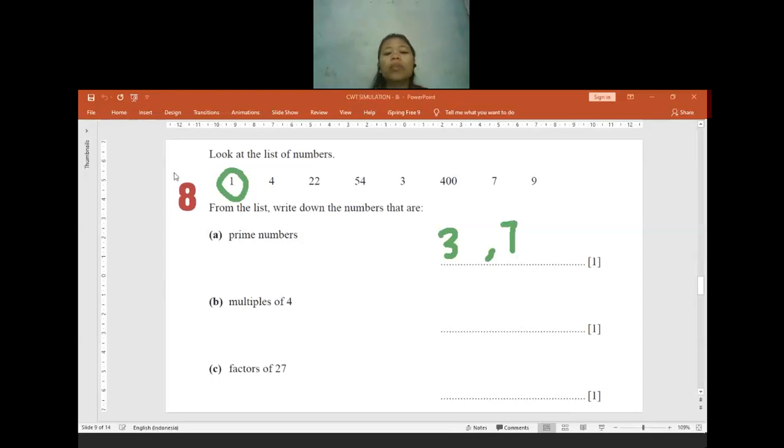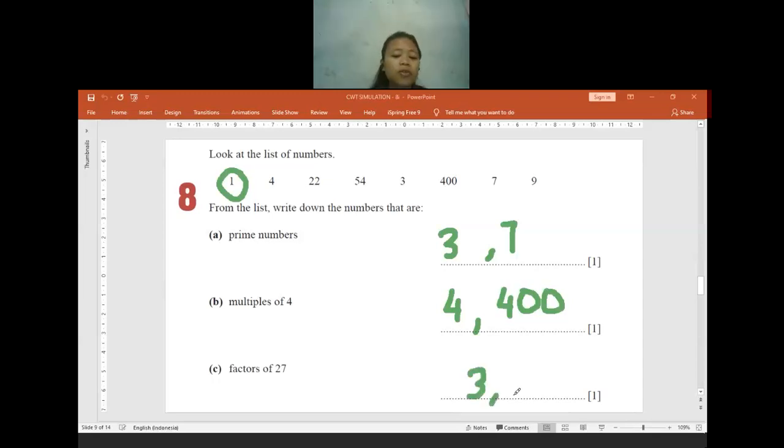What is the multiple of 4? 4 and 400. Okay, 4 and 400. Is there anyone who gets confused? No? Okay. If no one gets confused, let us find the factors of 27. What are the factors of 27? 3 and 9. Is it only 3 and 9?